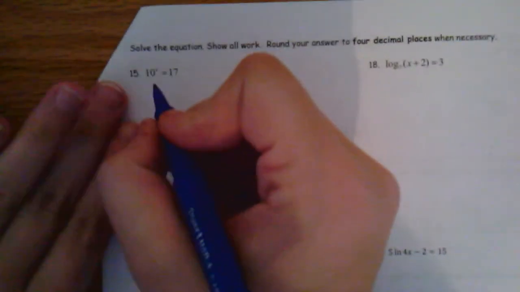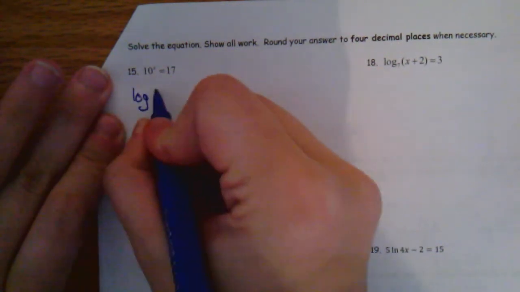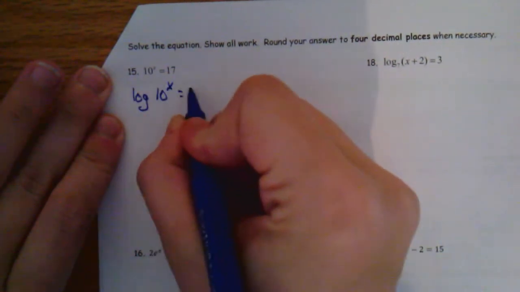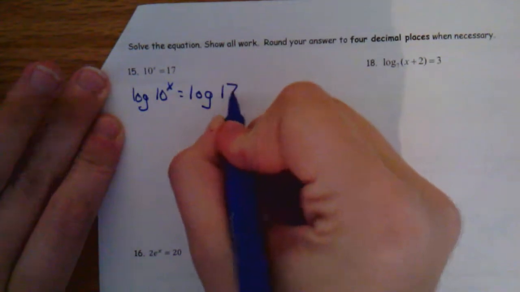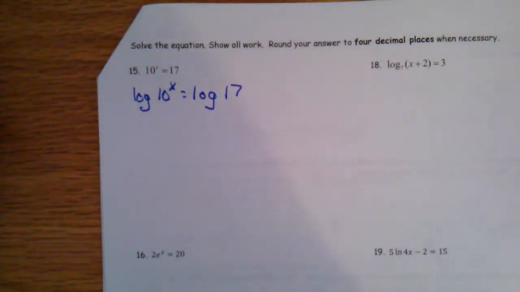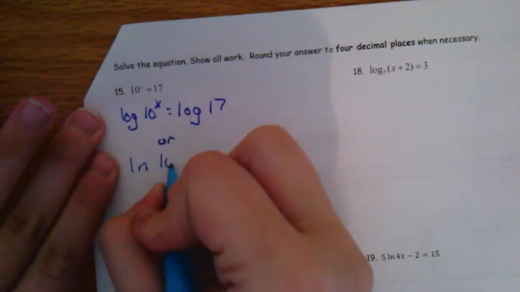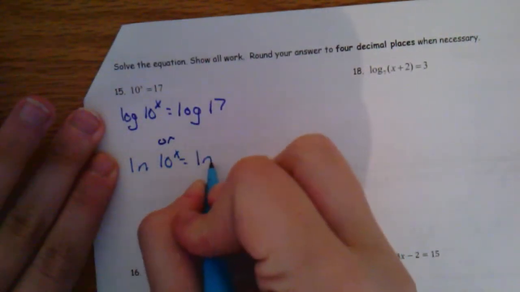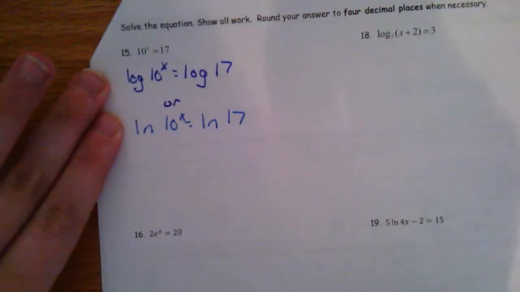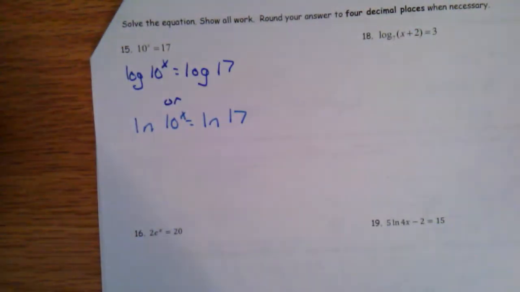Since there are no logs, I can go ahead and decide that I'm going to log both sides. And when I say log both sides, I mean literally write the word log on both sides. You could have also chosen to ln both sides. As long as you do it to both sides, it doesn't really matter whether you choose ln or log. It will work out either way.